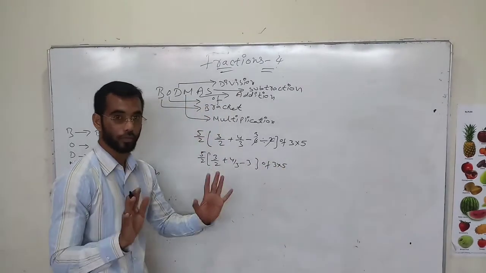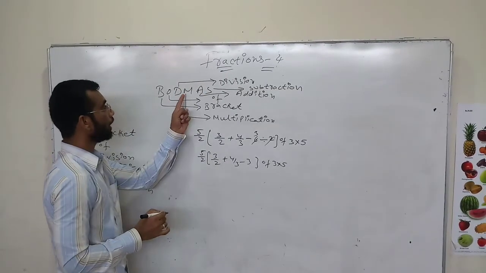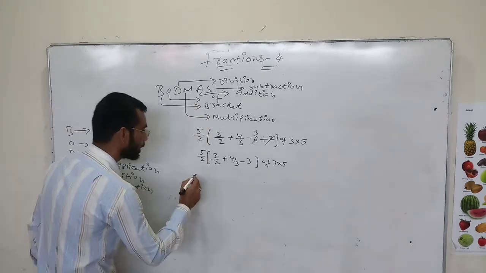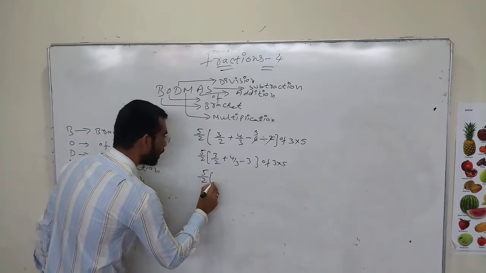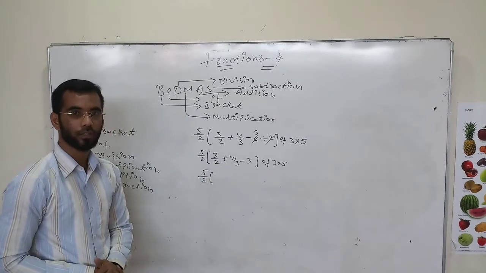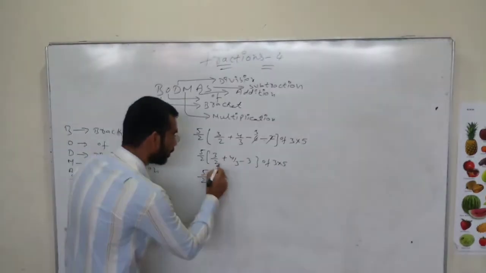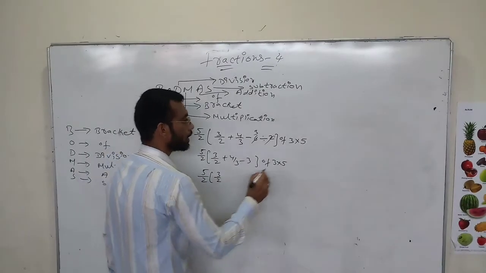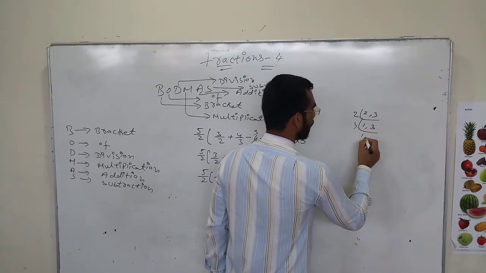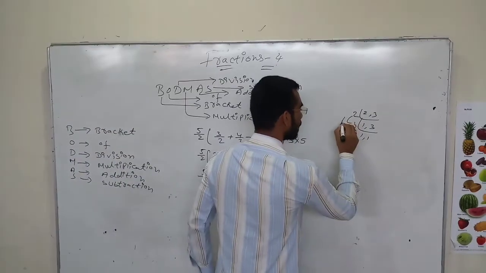Should not solve that yet, wait for some time. Now division is finished. Do you find any multiplication in the bracket? There is no multiplication. Go for the addition. Now see, in this addition, is it like or unlike fractions? Unlike. Unlike fractions should be converted to like fractions. So take the LCM of 2 comma 3. LCM of 2 comma 3 is how much? 6.